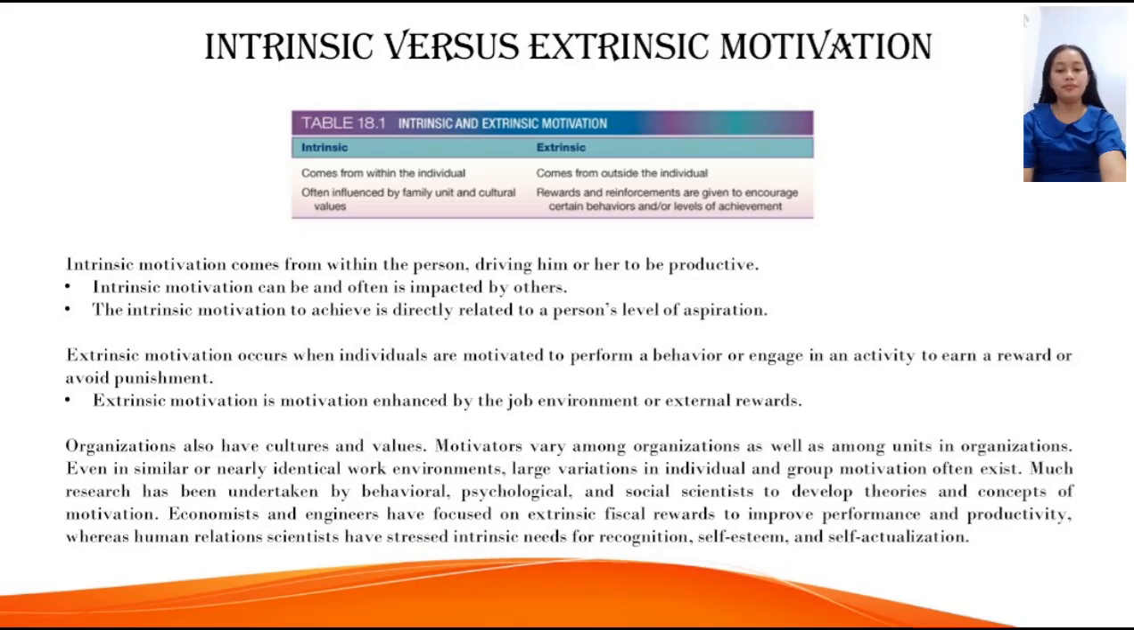aspirations. And then extrinsic motivation occurs when individuals are motivated to perform a behavior or engage in an activity to earn a reward or avoid punishment. And then extrinsic motivation is motivation enhanced by the job environment or external rewards.